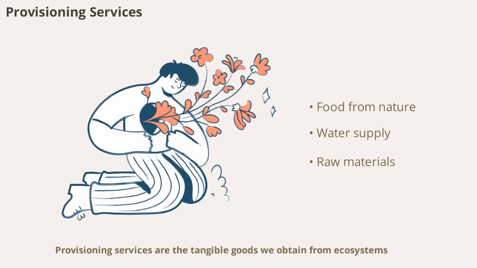Provisioning services are the tangible goods we obtain from ecosystems. Think of the food on your plate, the water you drink, the wood for your furniture, and the fibers in your clothing. These resources are finite, but many are renewable if managed sustainably. Agriculture, fisheries, and forestry all depend on the diversity of species and genetic resources. The loss of biodiversity can threaten the stability and productivity of these essential resources.